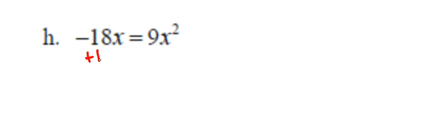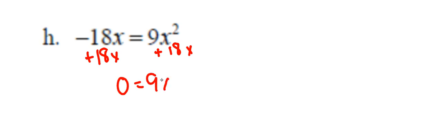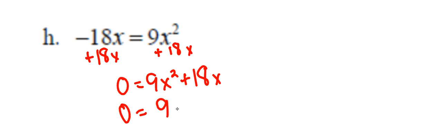This one, first, make sure it's set equal to 0, so we're going to add 18x to each side. 0 equals 9x squared plus 18x. We are going to factor out 9 and x. And we get x plus 2.